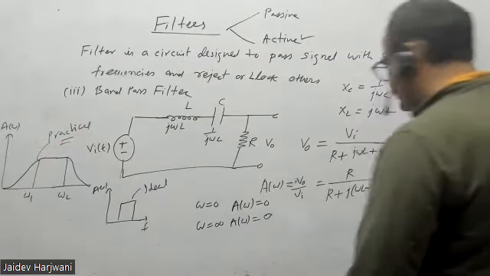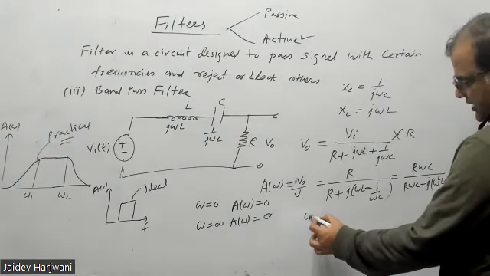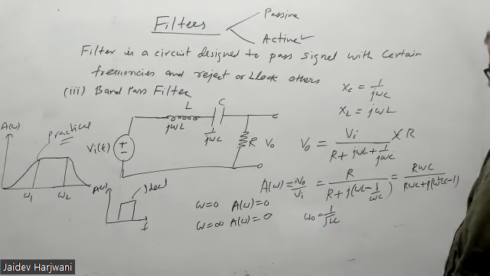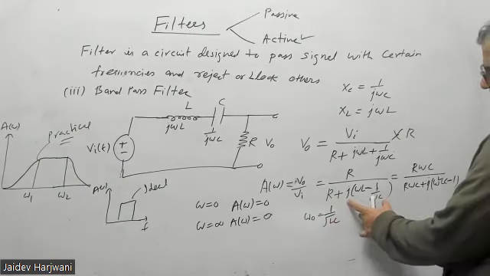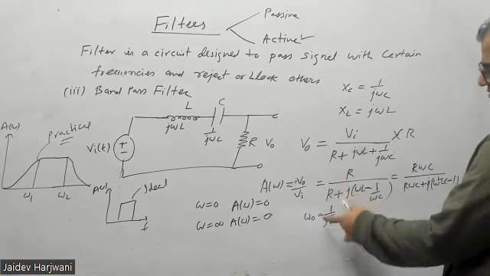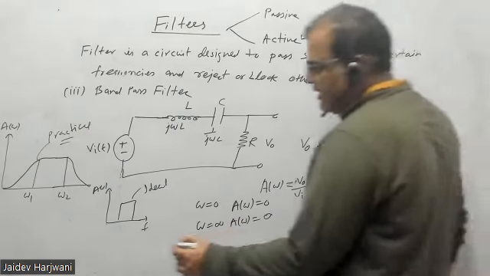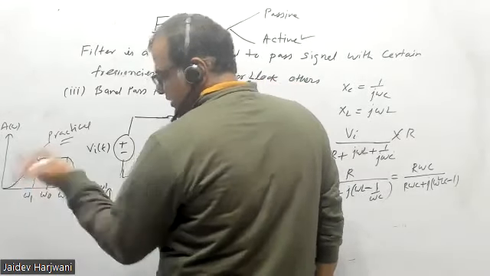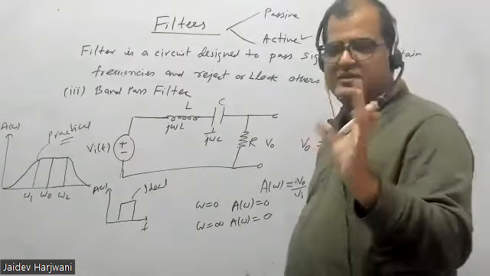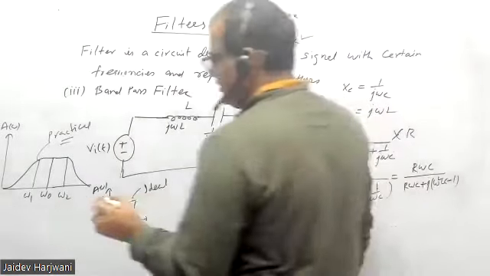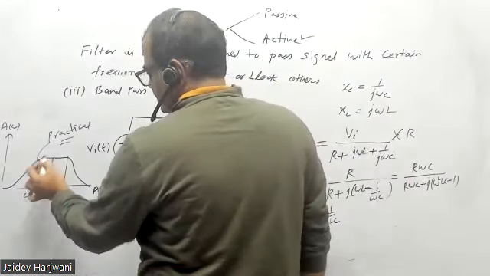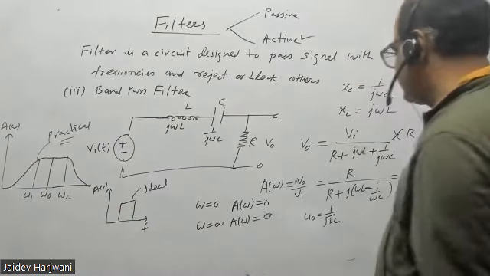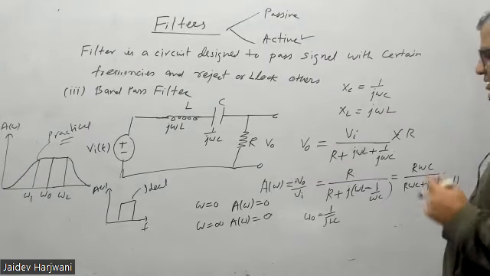And we know at the resonance frequency, omega naught equal to 1 upon root LC, your impedance part becomes zero. So you get maximum value of gain. So the midpoint of this one will be, say, omega naught. Even near the resonance frequency band it will pass, and the rest everything becomes zero. So this is called your band pass filter.